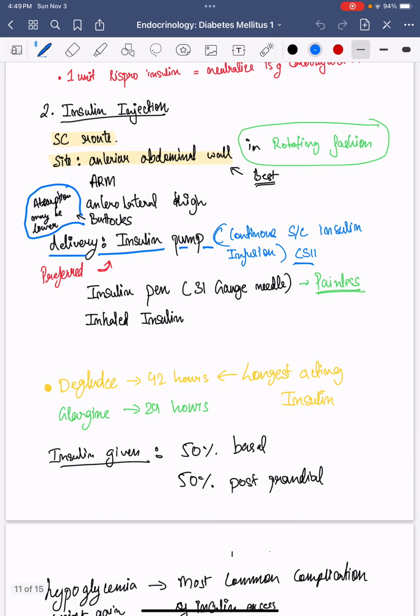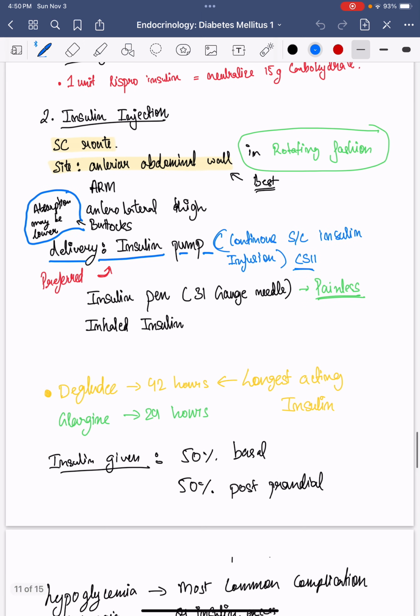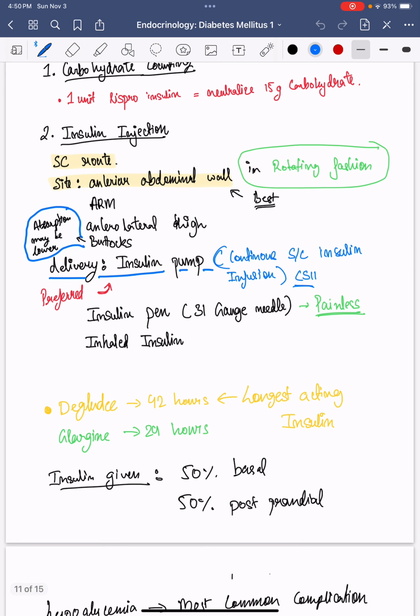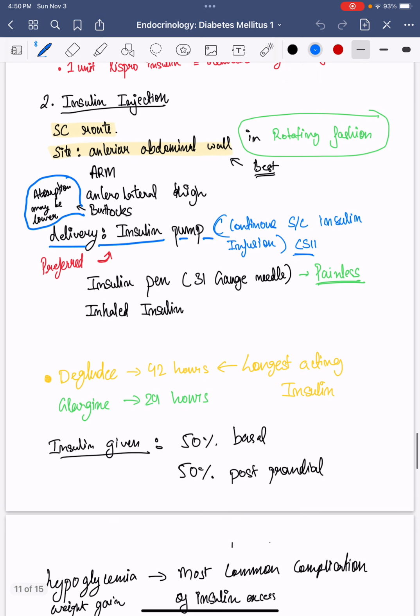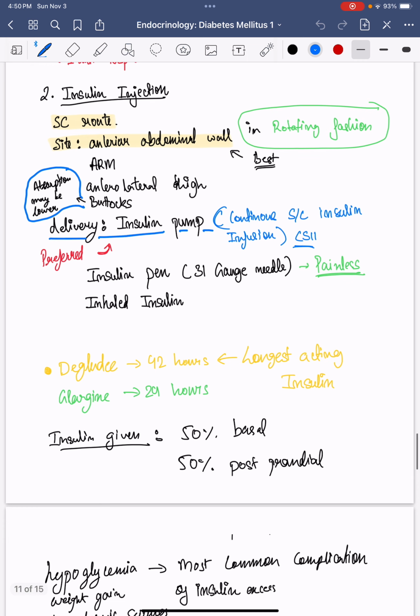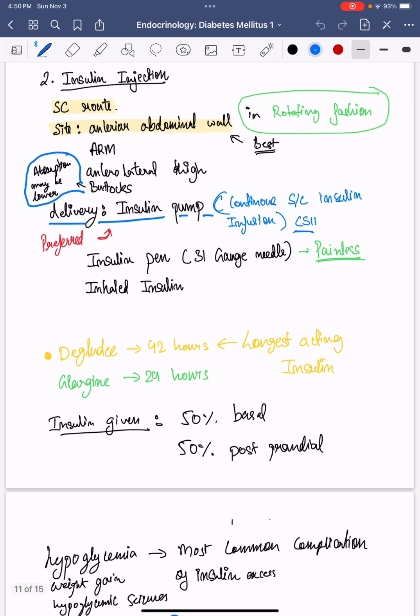The delivery of insulin should be through an insulin pump. Continuous subcutaneous insulin infusion is the preferred mode, but you can also give through an insulin pen, that is a 31 gauge needle. The needle is very thin and basically painless, and you can also give inhaled insulin. But if you give the insulin through the buttocks, the absorption will be impaired or lower, because the buttocks have a lot of subcutaneous fat, which may lead to less effectiveness of the insulin administered.